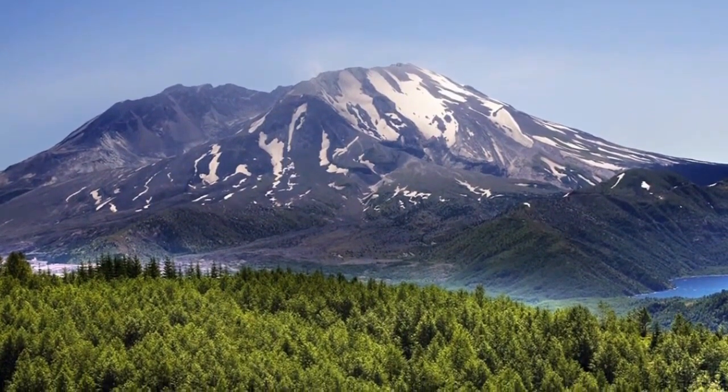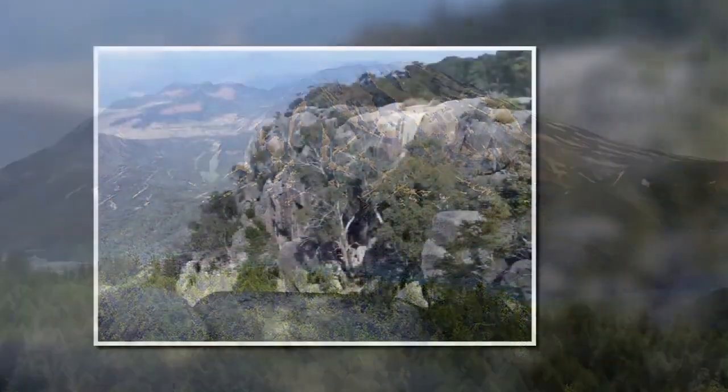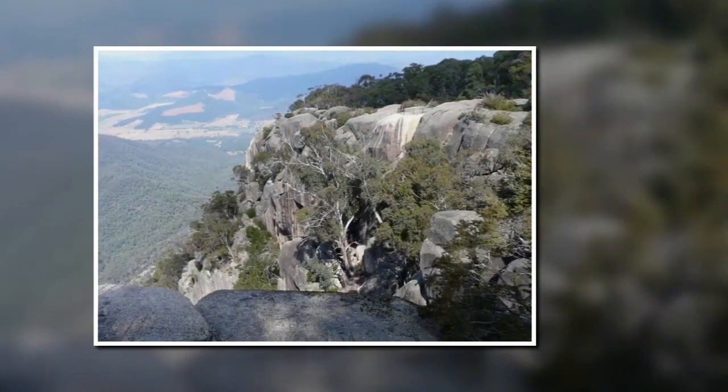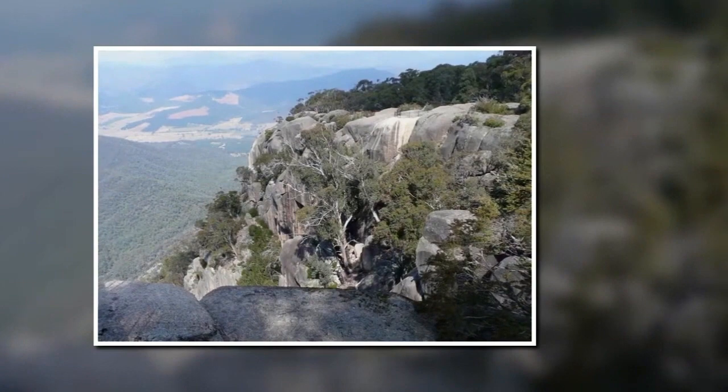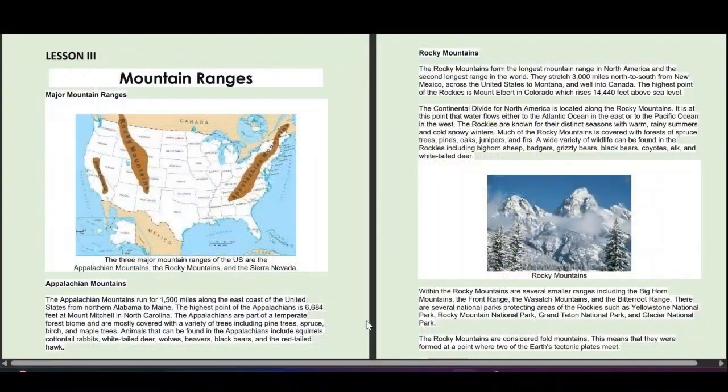The Ozarks is mainly located throughout Missouri and Arkansas. Its highest peak is Buffalo Lookout, which is approximately 2,561 feet. Let's come back here.